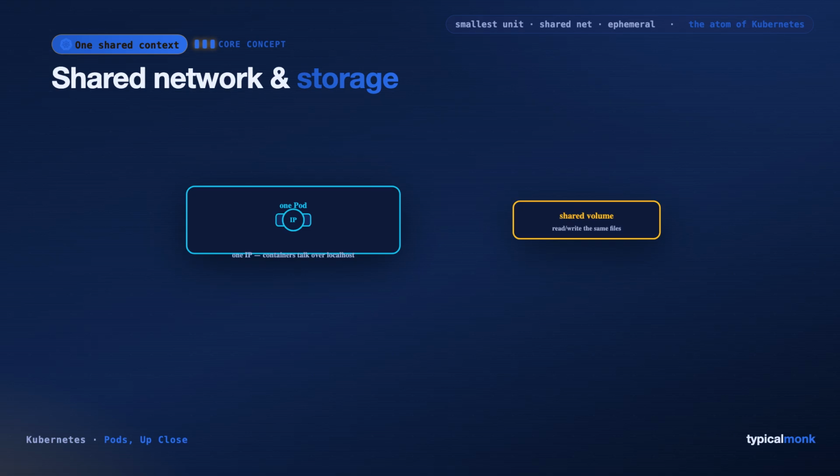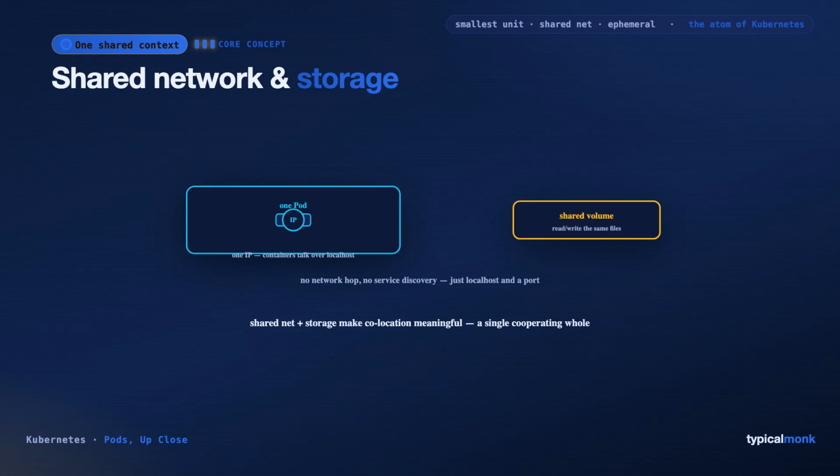Second, they can share storage through volumes. A pod can define a volume, a shared file system, that its containers all mount, so they can read and write the same files. This is how a sidecar can process files the main app writes, or how two containers can hand data back and forth on disk. The volume belongs to the pod, so all its containers have a common place to share data directly.